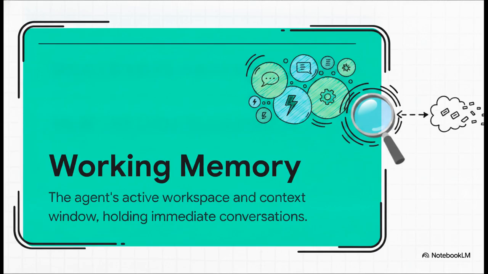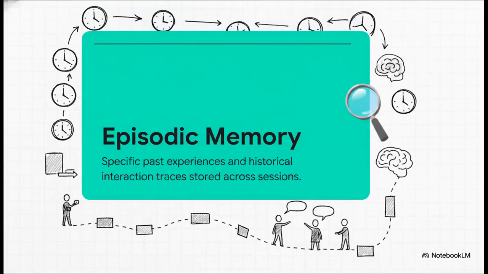It is incredibly fast, but remember, it is a purely temporary state. It's heavily restricted by token limits. If you don't actively manage this caching layer, critical information simply vanishes into thin air the moment the session ends. So because of that, we need episodic memory to track what happened.